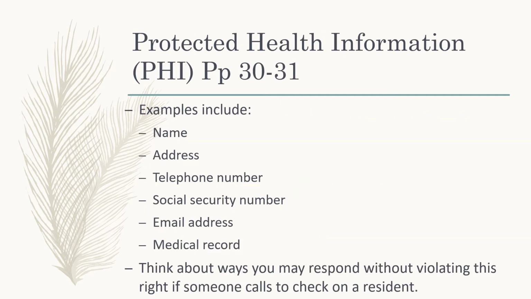Protected health information examples include names, addresses, phone numbers, social security numbers, email addresses, medical records, anything that has health information in it that would be considered private is covered under protected health information. Think of ways that you can respond without violating this right if someone wants to check on a resident. It could be an aunt, it could be a neighbor, anyone that is not the resident themselves.